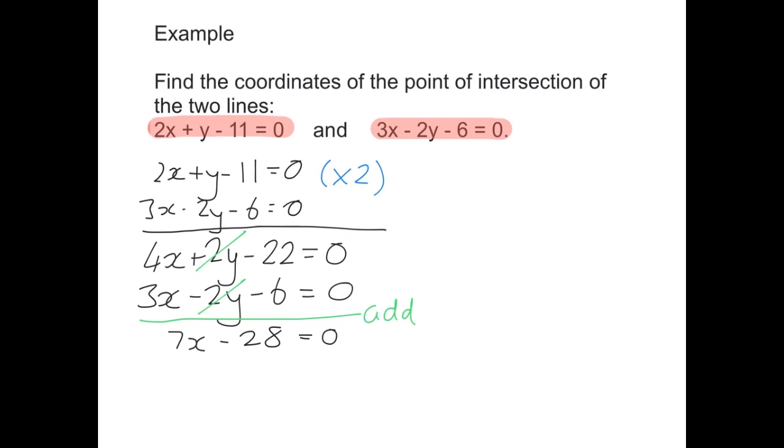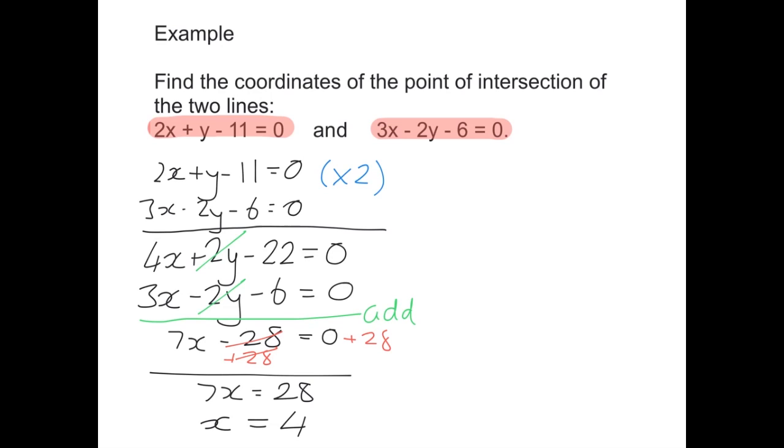If we take this equation and we add 28 to both sides, then the 28 on the left will cancel, leaving us with just 7x equals 28. And then if we divide both sides of that by 7, we'll just be left with x equals 4. So once we know our x value, we can go and we can easily find our y value.